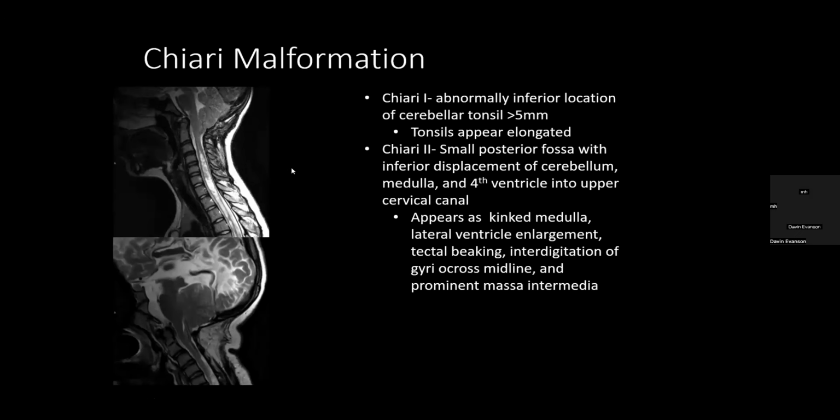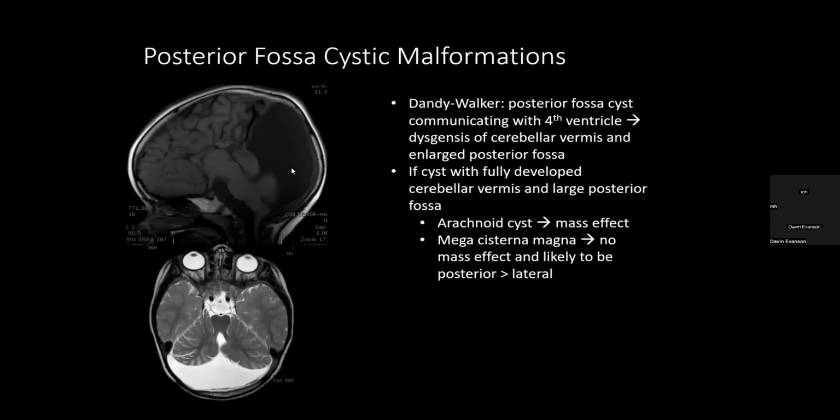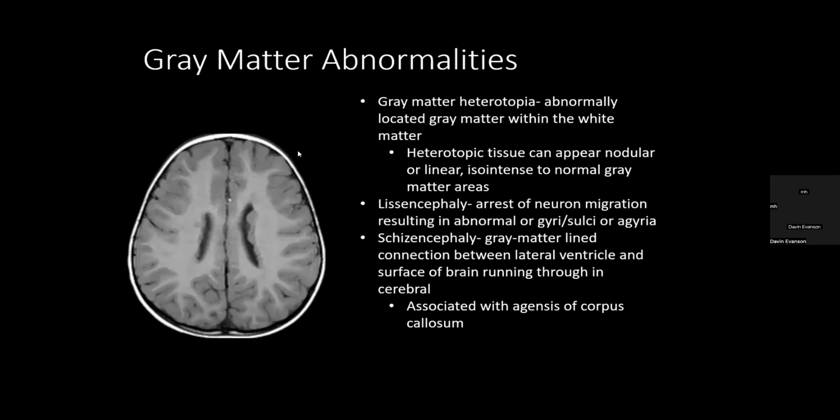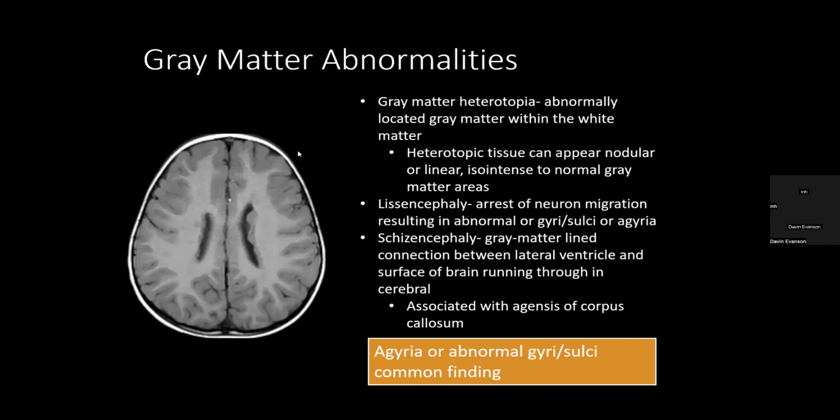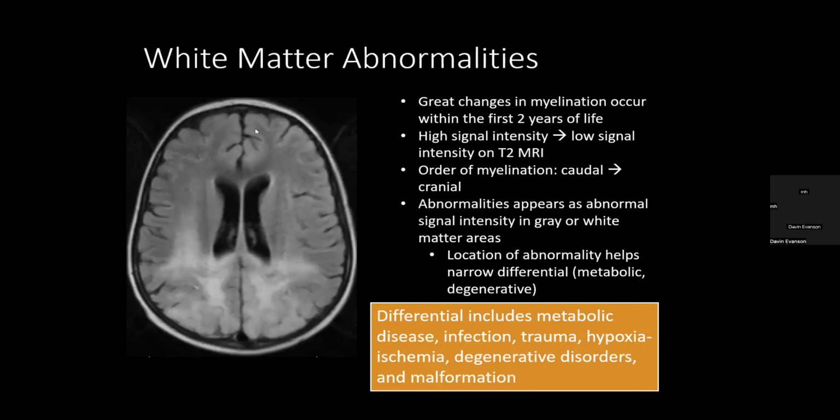Chiari, low-lying tonsils, holoprosencephaly. Again, if you have one anomaly, look elsewhere. Cystic malformations in the posterior fossa. And some gray and white matter abnormalities. And often these are picked up, sometimes for seizure checks, new seizure, looking for any abnormality.